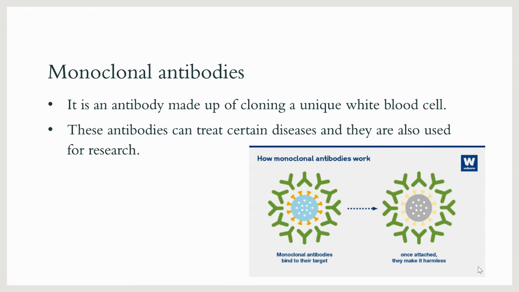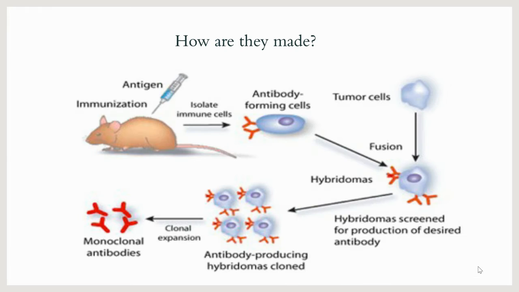Let's now go on to how these antibodies are made. As we learned in the last video, antibodies are produced by certain blood cells called lymphocytes. So monoclonal antibodies are produced from lots of clones of single white blood cells. This means that they are all identical. However, one disadvantage of lymphocytes is that they don't divide very easily.